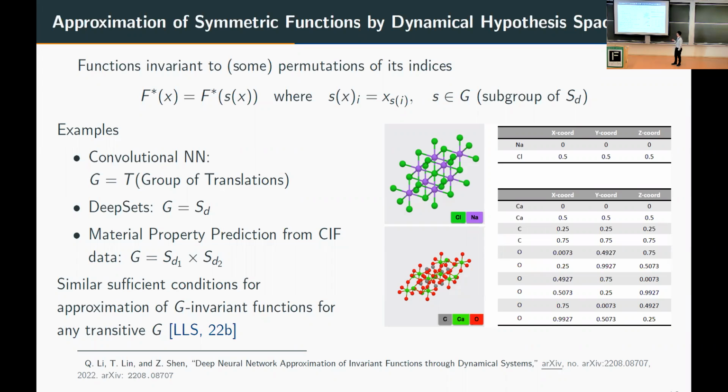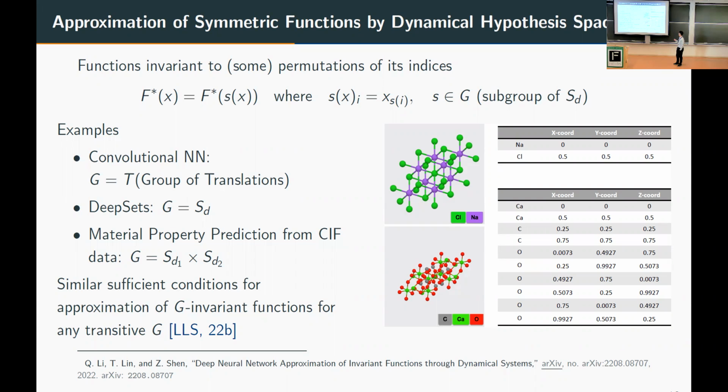And here I give another example of a different kind of subgroup of the permutation group. This is where you want to, for example, predict the property of a certain material, and this material is in this so-called CIF data form. You can think each row represents an atom in the lattice, and each row here is the x, y, z coordinate of the position of this atom in the lattice. Okay, so you can think of this as describing a lattice structure, right?